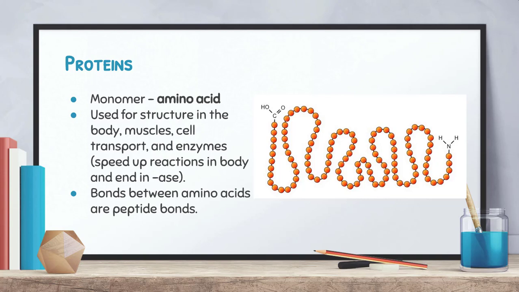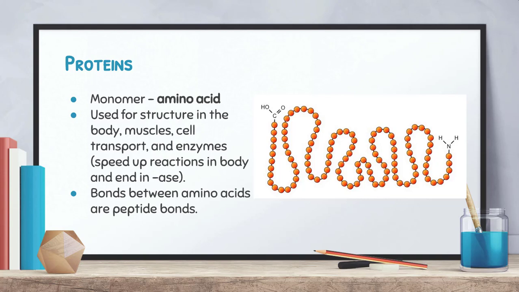Those enzymes speed up chemical reactions in the body. They also end in ASE. So keep in mind, OSEs are your sugars and carbohydrates. Your ASEs are your enzymes and proteins. So because enzymes speed up chemical reactions, ASEs break down OSEs. So lactase is an enzyme that will break down lactose.